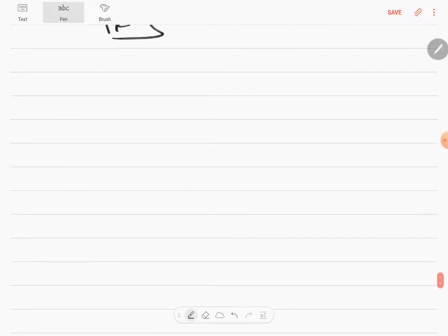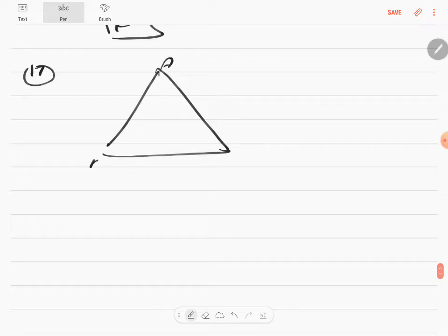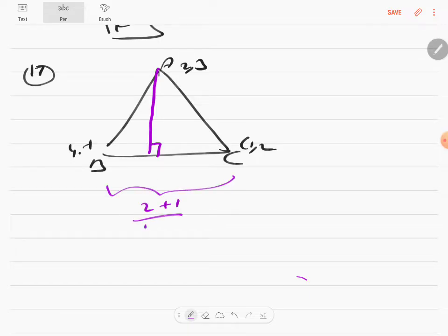So let's go to the next question, which is the 17th sum. In the triangle ABC with vertices joining (2, 3), (4, -1) and (1, 2), find the equation of the altitude. You're going to draw an altitude from A. It's perpendicular. So quickly you can find the slope of this, which is y2 minus y1 by x2 minus x1, which is 3 by minus 3, which is minus 1. Therefore, the slope of this is the opposite reciprocal, so 1. Now you know the slope of the line and it's passing through the point (2, 3).